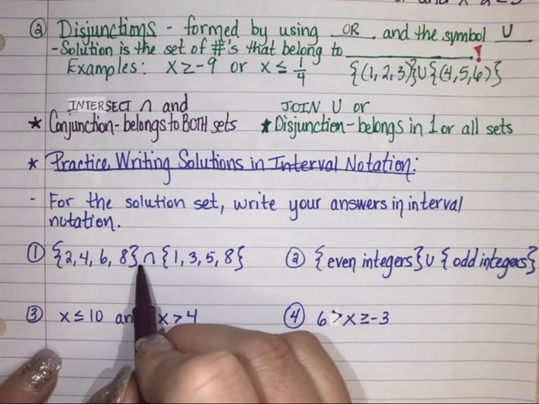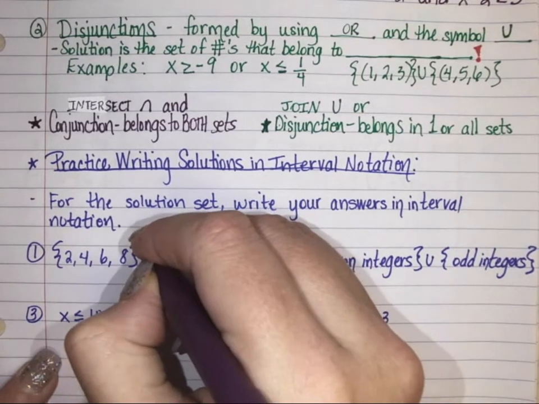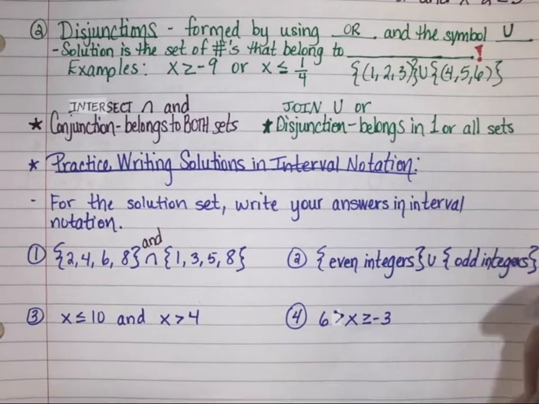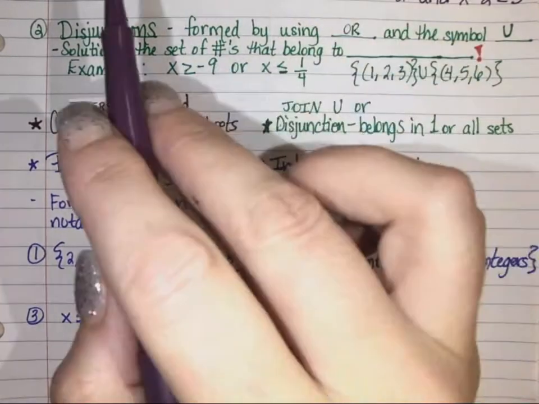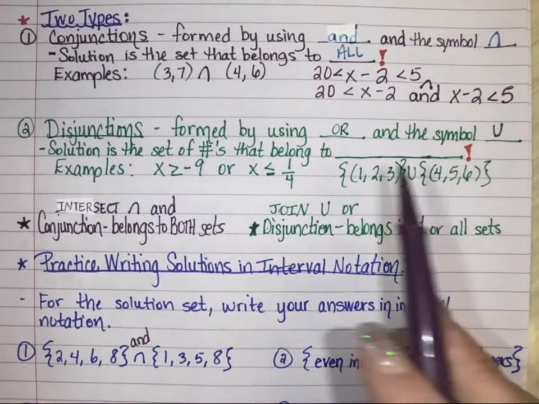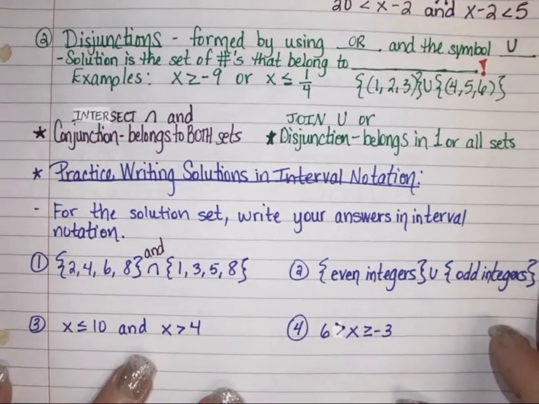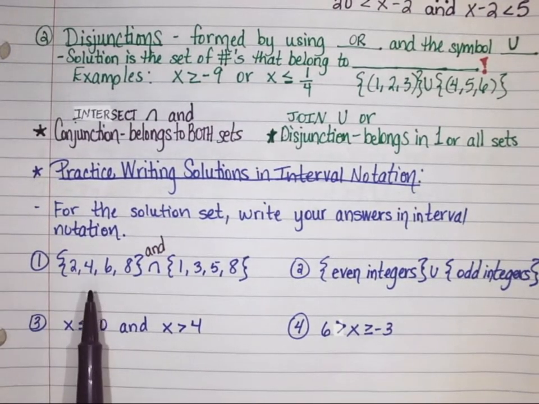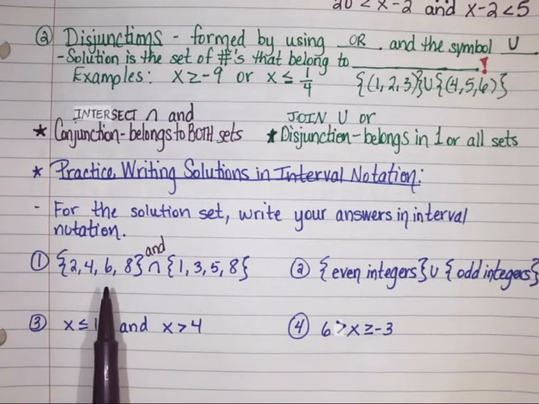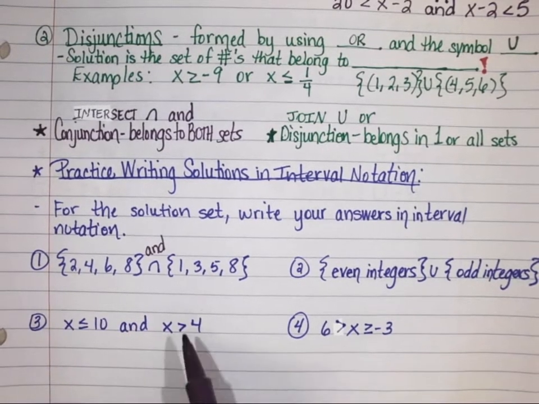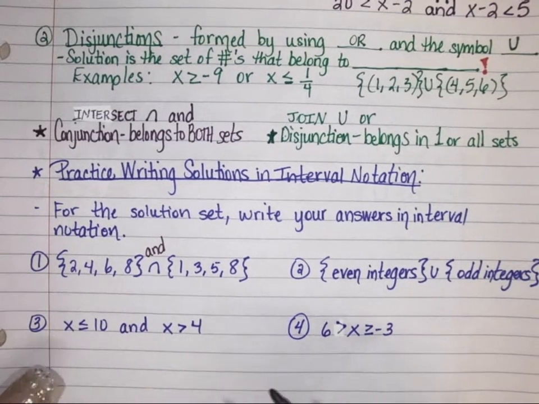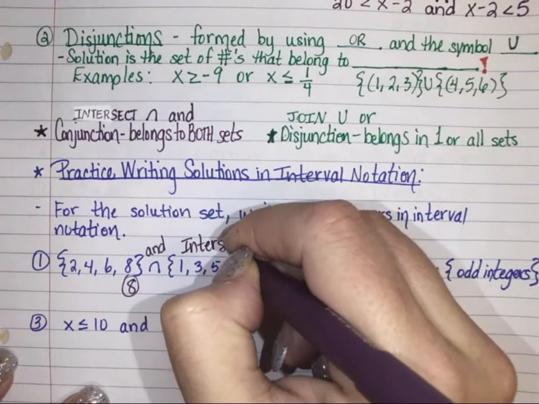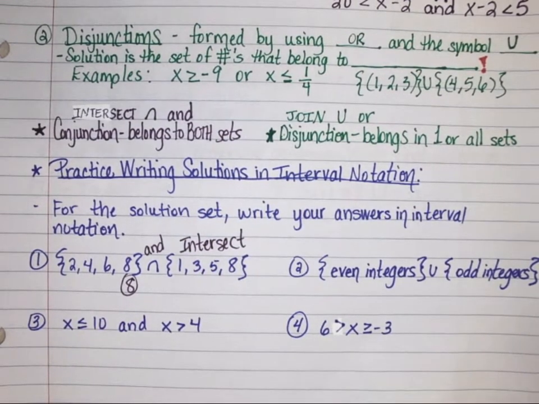Notice they have in between them the conjunction symbol, or and. Recall, I said when you have an and conjunction, you are finding out where they intersect. So what you need to do here is find out what number is common to both sets. In this case, the only number that both sets have is 8. So I just want to find out what numbers are in both of them. 8.